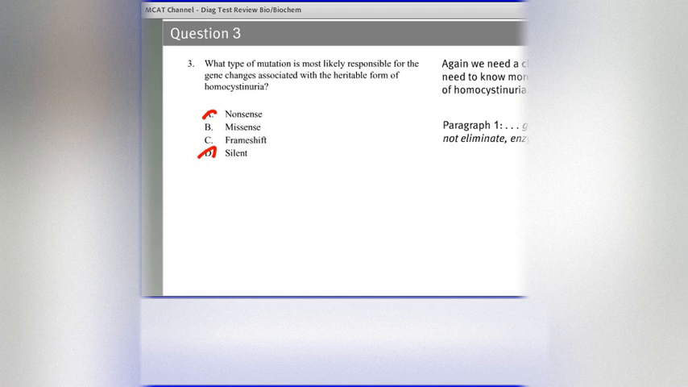Bonus question. Silent mutation usually affects which nucleotide in the codon? Third nucleotide of the codon. What is third nucleotide swapping called?